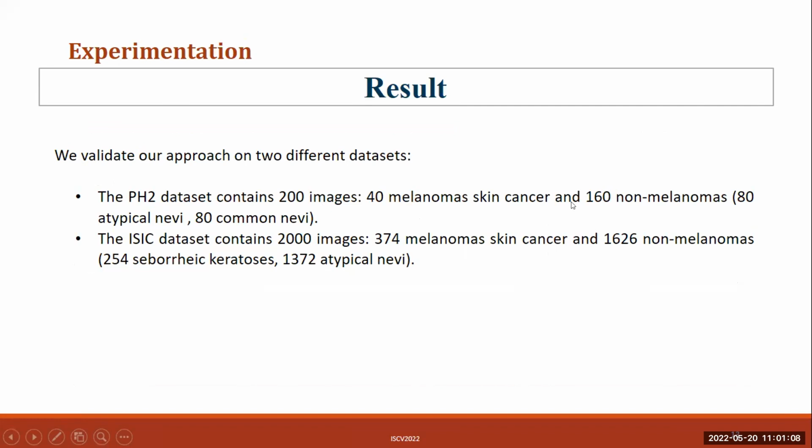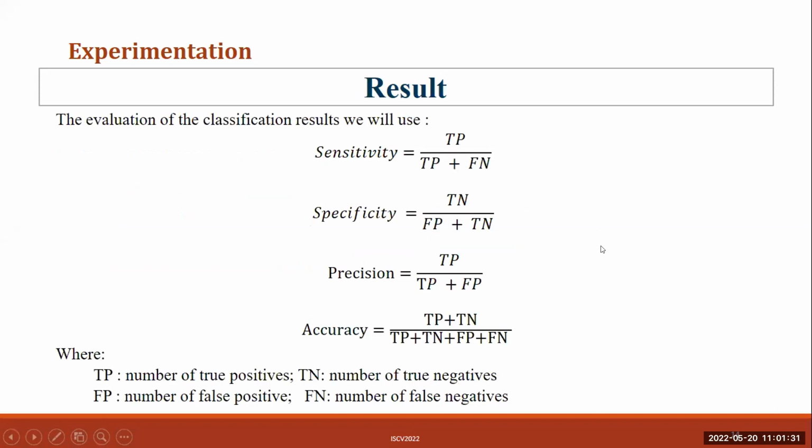So for the experimentation, we will validate our approach on 2 databases: PH2, which contains 200 images, 40 melanoma skin cancer and 160 non-melanoma, and the ISIC dataset, which contains 2,000 images, 374 melanoma and 1,626 non-melanoma. For the evaluation, we will use the sensitivity, specificity, precision, and accuracy, using the number of true positives, true negatives, false positives and false negatives.